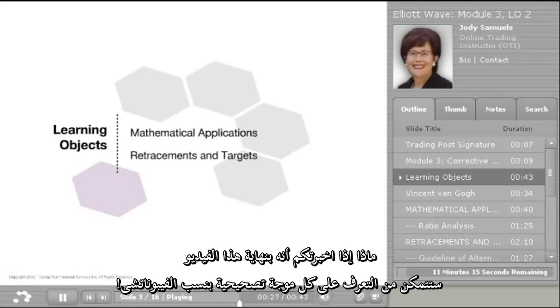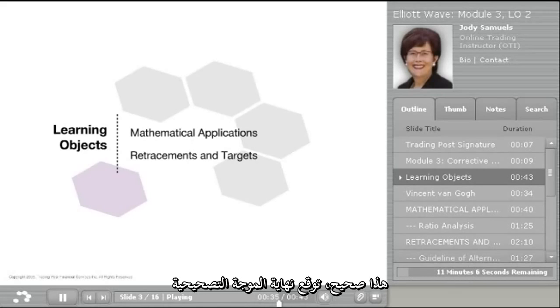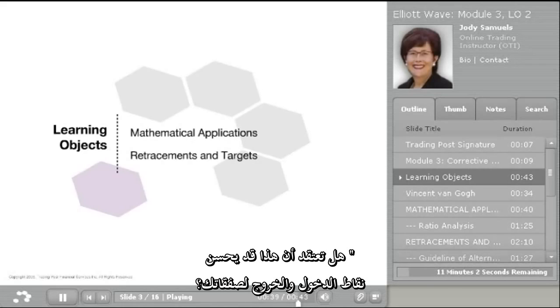What if I told you that at the end of this learning object, you will be able to target each corrective wave using Fibonacci ratios? That's right, actually project the end of the corrective waves. Do you think that might improve your entry and exit strategy?